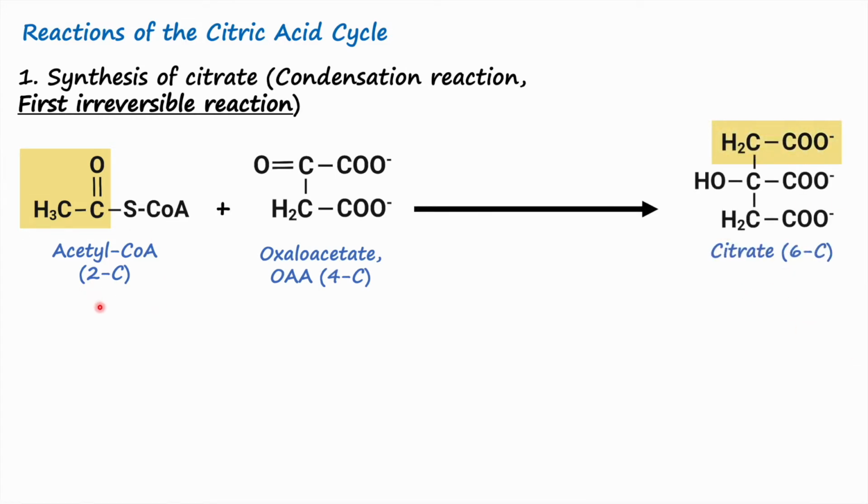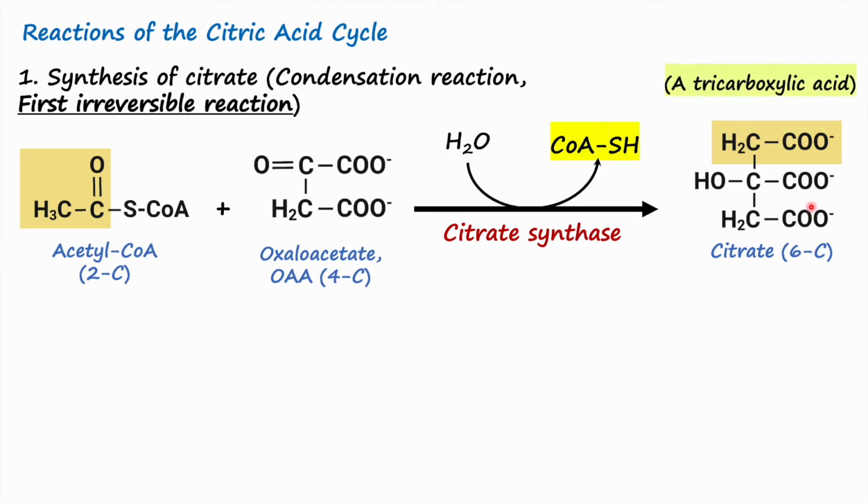Here you can see that acetyl-coenzyme A has 2 carbon atoms and oxaloacetate has 4 carbon atoms, and when these two condense, they form citrate, which now carries 6 carbon atoms. The reaction is catalyzed by the enzyme known as citrate synthase, and the reaction also releases coenzyme A. The product of this reaction, citrate with 6 carbon atoms, is also a type of tricarboxylic acid because it carries these 3 carboxyl functional groups. That's why it is also called a tricarboxylic acid.